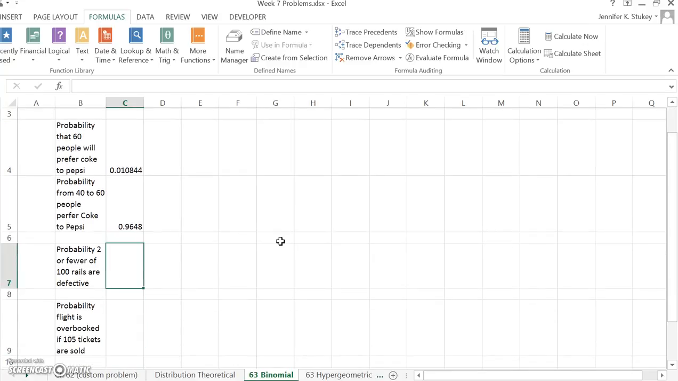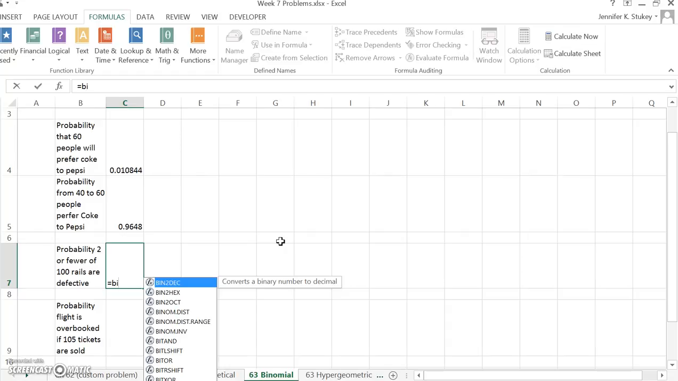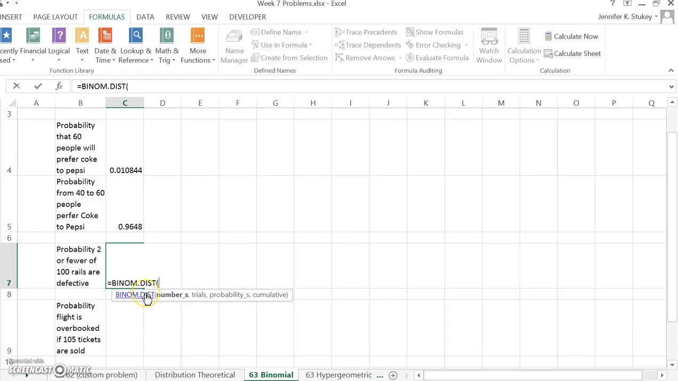All right, so now let's look at the probability that 2 or fewer of 100 rails are defective. And so we're going to use our binomial distribution again. And in this case, we are looking for 2. And out of 100, our probability of a defective rail is 0.03, and we are looking for it to be true because we are looking for 2 or less. So our probability that 2 or fewer rails are going to be defective is 41%. Actually, we could round that to 42%. So there's basically a 42% chance that the shipment's going to be accepted.